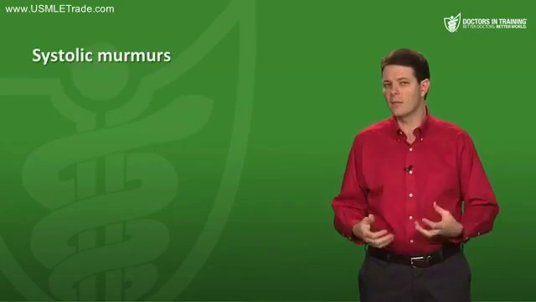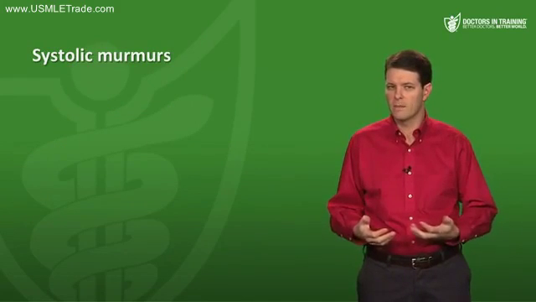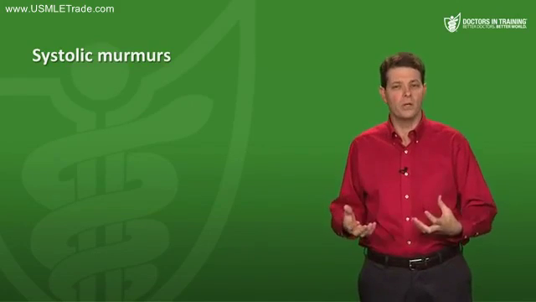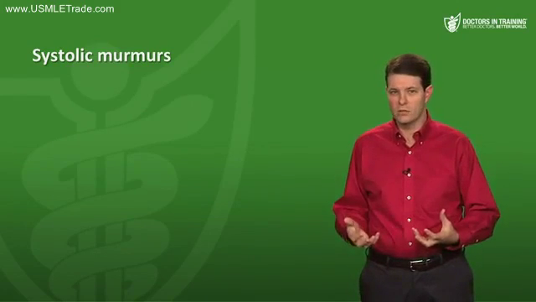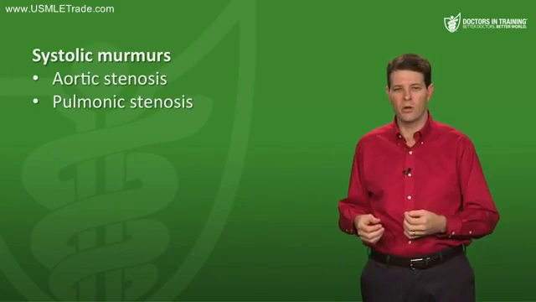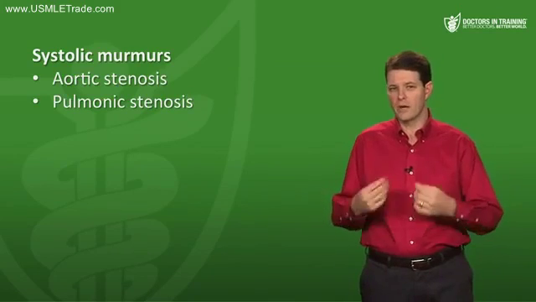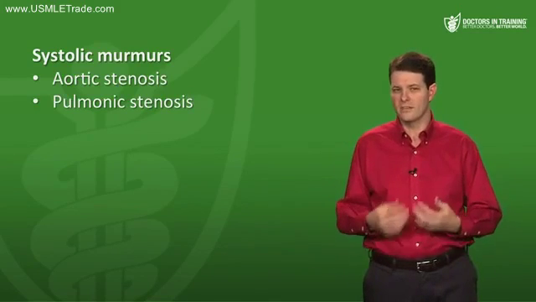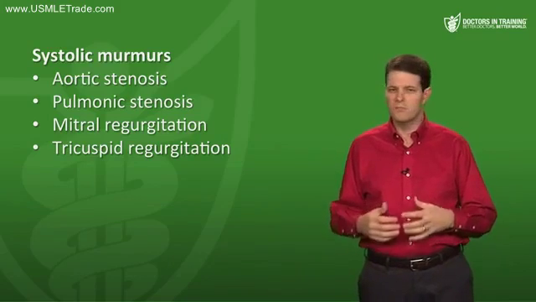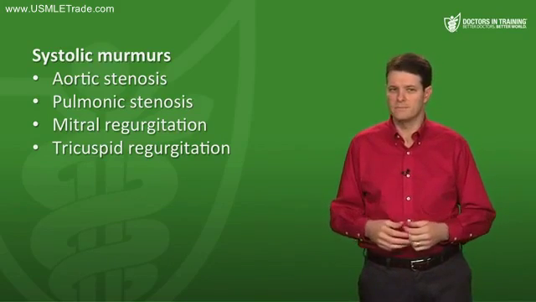Now, what about systolic murmurs? What's going on in systole? Well, the ventricles are contracting during systole. So which valves should be open during ventricular contraction? Well, it's the aortic valve and the pulmonic valve. So stenosis of either of those two valves is going to cause a systolic murmur. And then regurg through the mitral and tricuspid valves can also cause a systolic murmur. So make sure you understand that. Understanding the physiology is much better than merely memorizing it.